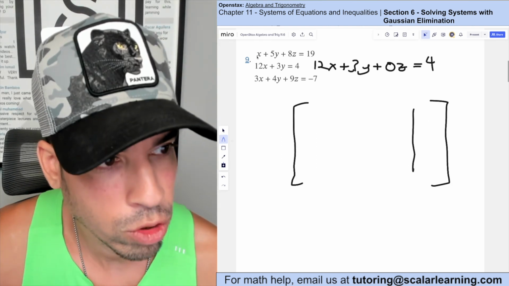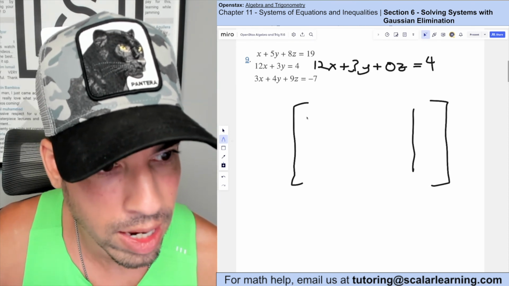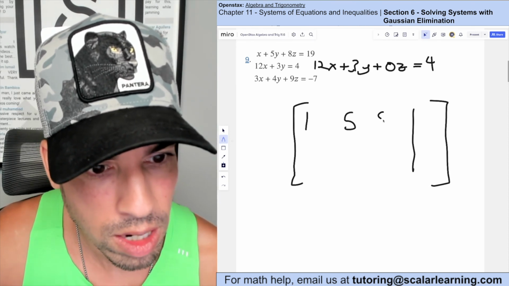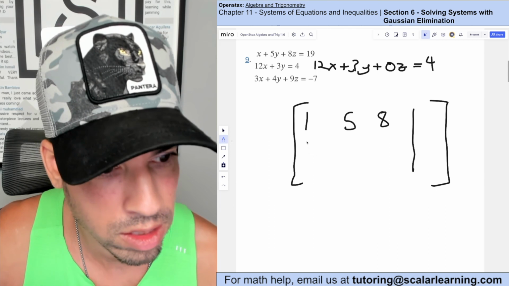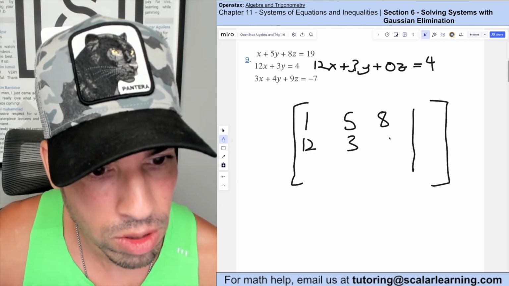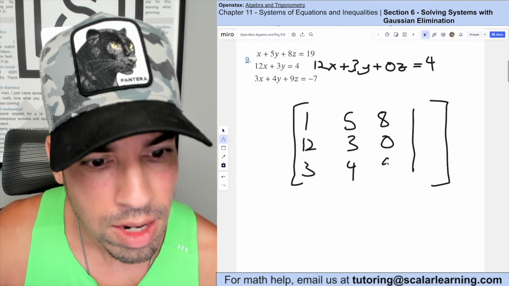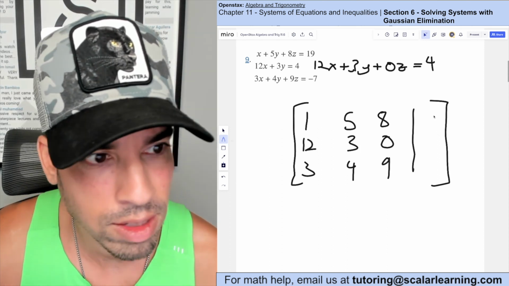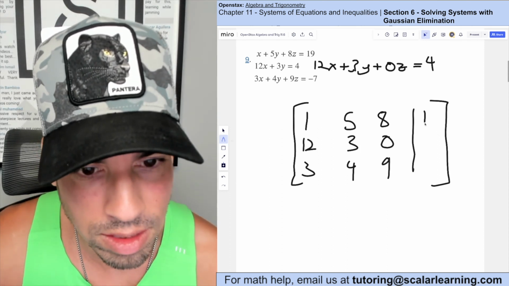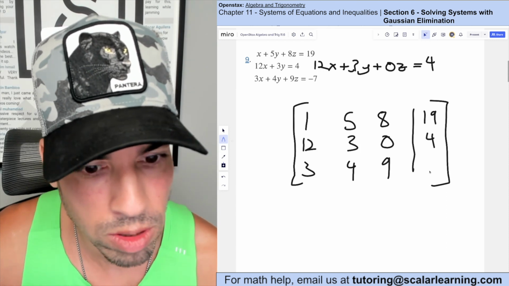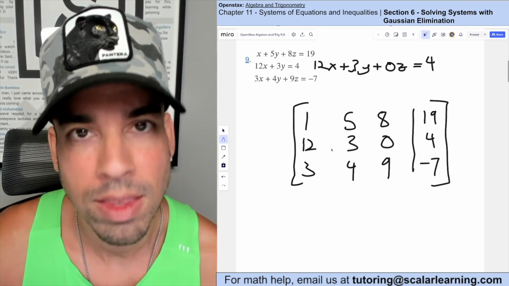So for that first equation, we got the coefficients 1, 5, 8, right? And then we got for the second one 12, 3, 0, okay? Then for the third row, we got 3, 4, and 9 for those coefficients. And now for the constants on this side, we got 19 at the top, we got 4 in the middle, and -7 at the bottom. That's how you do it.